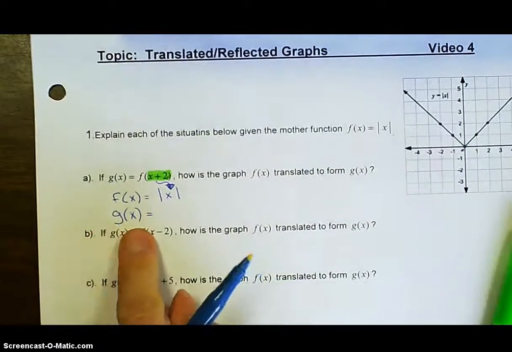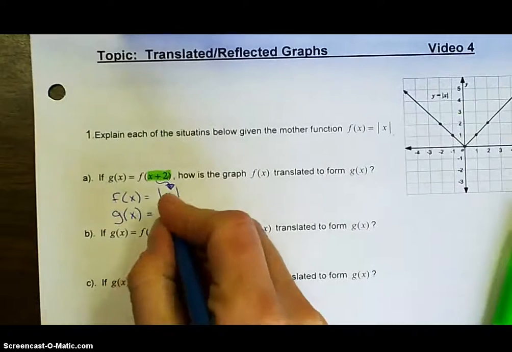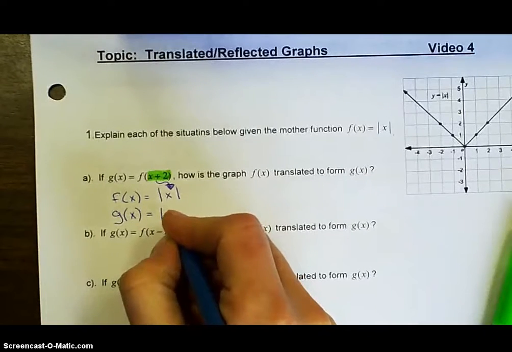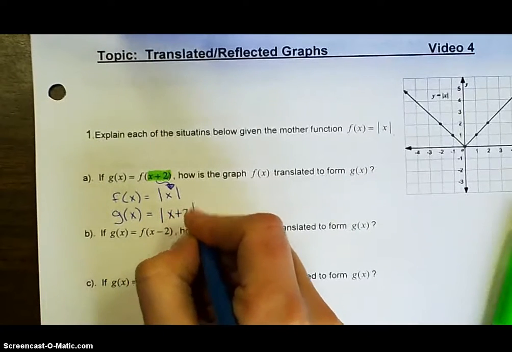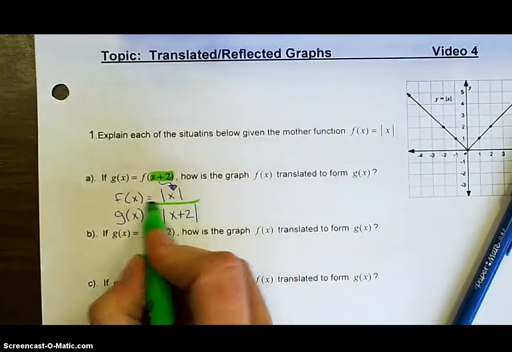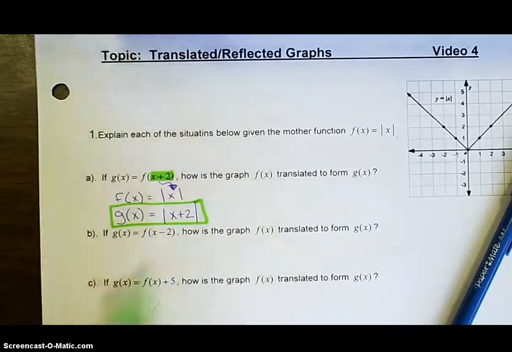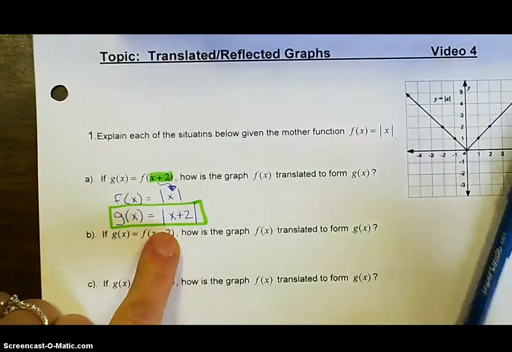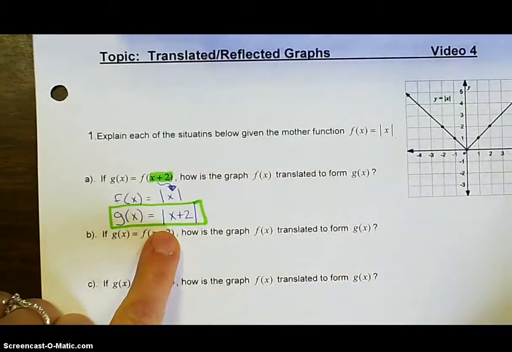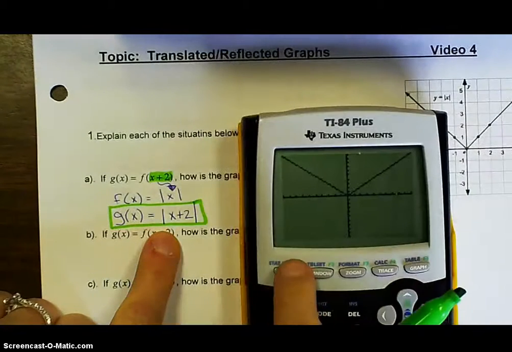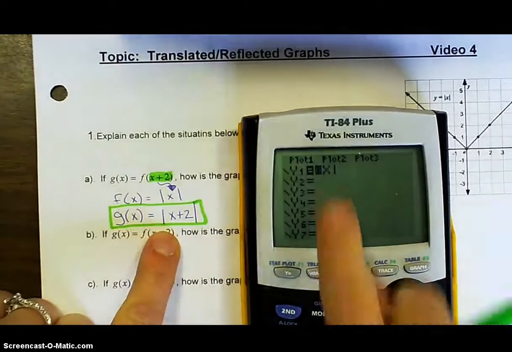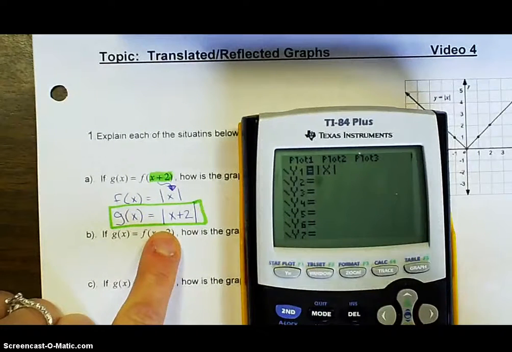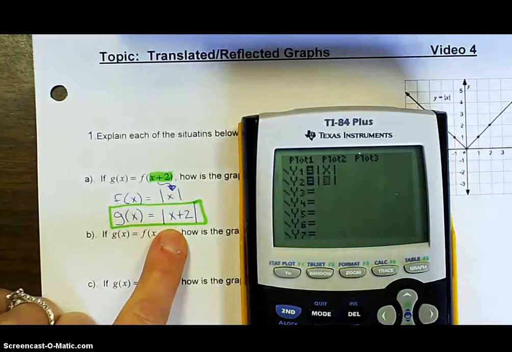So our function g of x is going to be, instead of the absolute value of x, the absolute value of x plus 2. And we have just found our new function. So we've changed the function. Now that we've changed it, we want to look to see how it is affected on the graph. So let's go back to our y equals. We're going to keep absolute value of x in the first one, and now we're going to go down and do the absolute value, second catalog, absolute value, and now we're going to type in x plus 2.